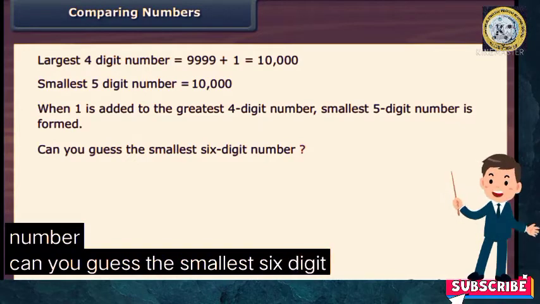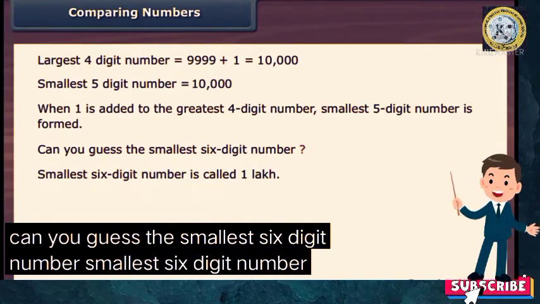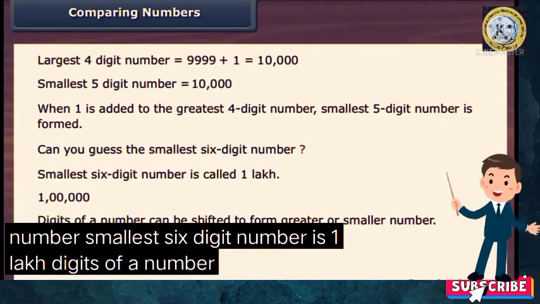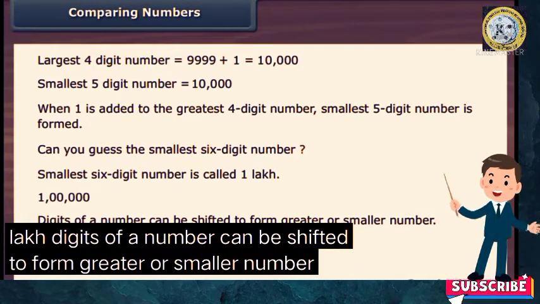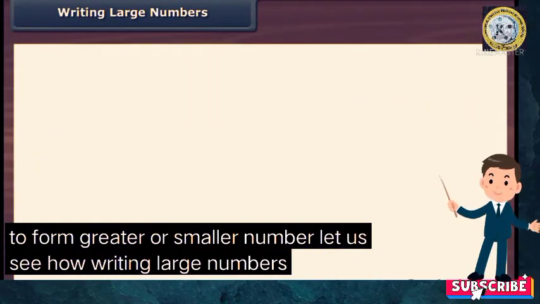Can you guess the smallest 6-digit number? The smallest 6-digit number is 1 lakh. Digits of a number can be shifted to form a greater or smaller number. Let us see how to write large numbers.